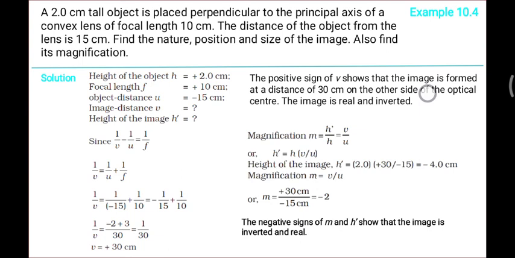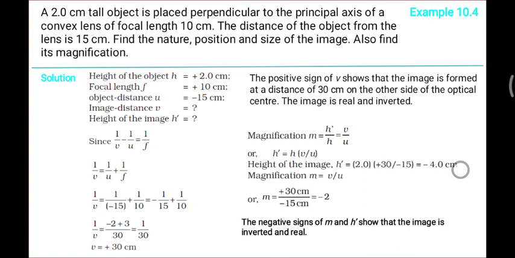Okay, let us find. m is equal to v by u. What is v? Plus 30. What is u? Minus 15. So 30 by 15, this is a 2, but minus 2 means your image is formed downside, which is the inverted judgment you made. That's why it is downside, but double. The negative sign of m and h prime shows the image is inverted and it is real. Okay, is it clear to you?